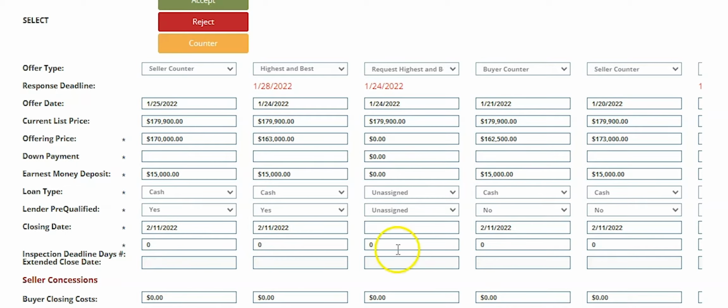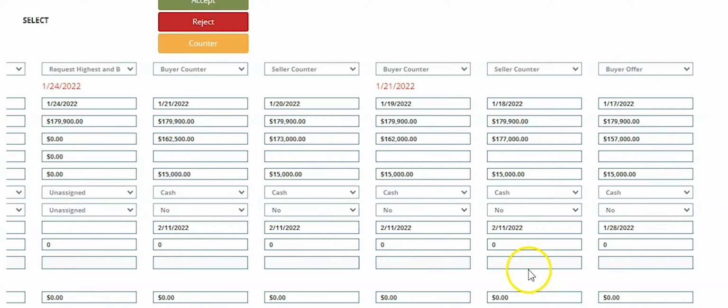Inspection days are zero. So this contract is being written with no contingencies whatsoever, strictly cash with a $15,000 EMD payment. So the seller came back, they countered at 179. We came back and we bumped to 162. They came down to 173. So we got them almost $7,000 off their asking price.